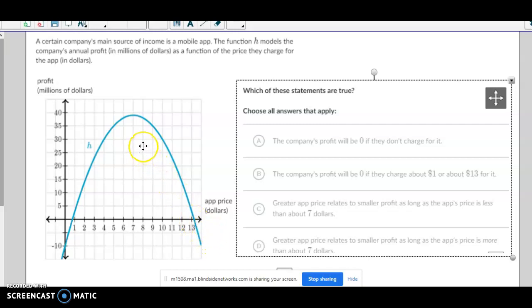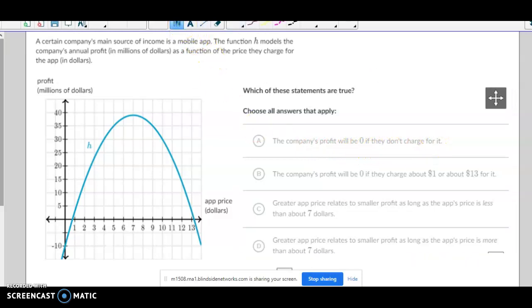Okay, I really like this example. This is cool. So let's see, the company's profit will be 0 if they don't charge for it. That's their first thing. First of all, if they don't charge for it, let's just identify that point right here. That's red. That's this point down here. If they don't charge for it, they will lose money. So that is not true, okay?